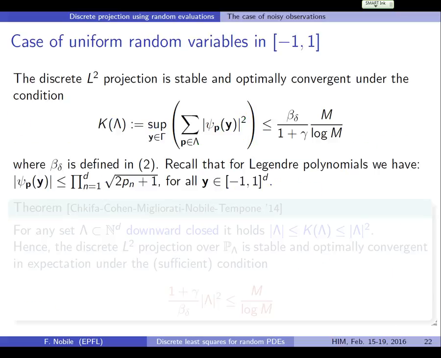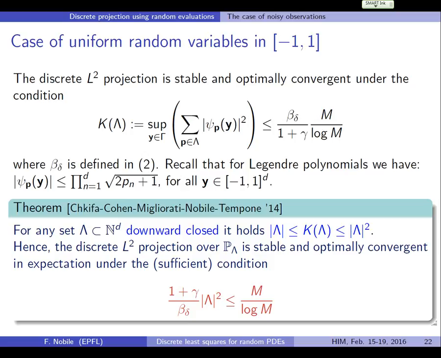So all this was quite general. Now the particularization here is for uniform random variables in [-1, 1], and in this case, an expansion on Legendre polynomials. Here one of the difficulties is that the infinity norm of the Legendre polynomials is not bounded, but it grows as the square root of the polynomial degree. So this constant here is blowing up when you increase the set. Okay, and here is a bound on this constant.